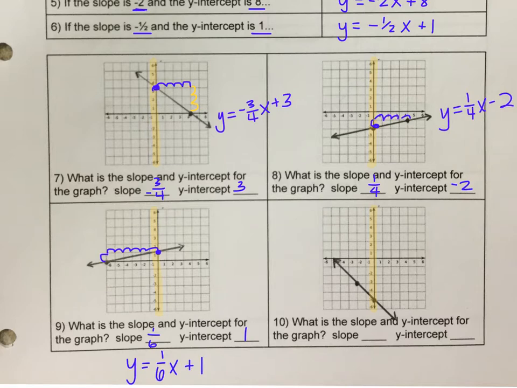All right, and the last one on this side, our slope, 1, 2. Rise 2, 1, 2, run negative 2, and then it crosses down here at negative 5. So I'm going to write y equals negative 2 over 2x minus 5.